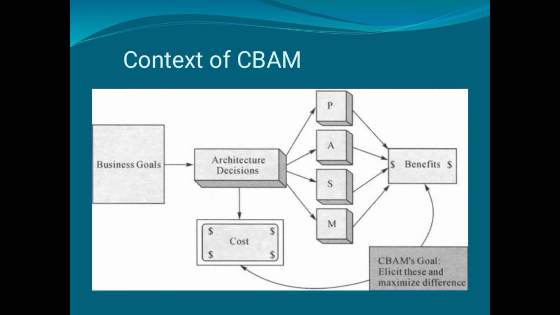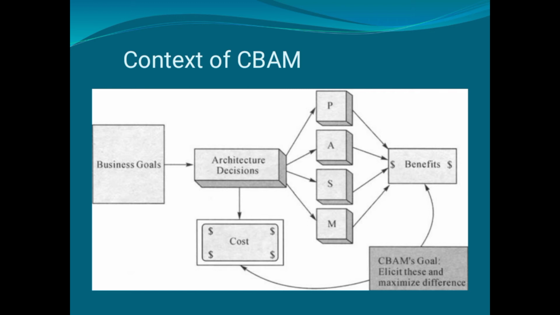Here is a diagram of CBAM. In this we have business goals, and after this we have architecture decisions and cost being spent, and then PASM, then the benefits we are getting. As you know, P stands for performance, A availability, S security, and M modifiability.